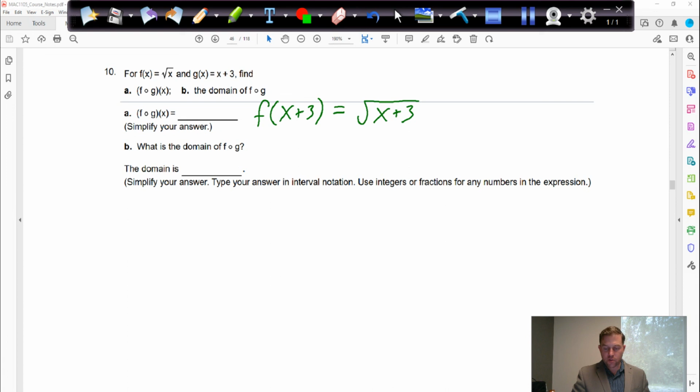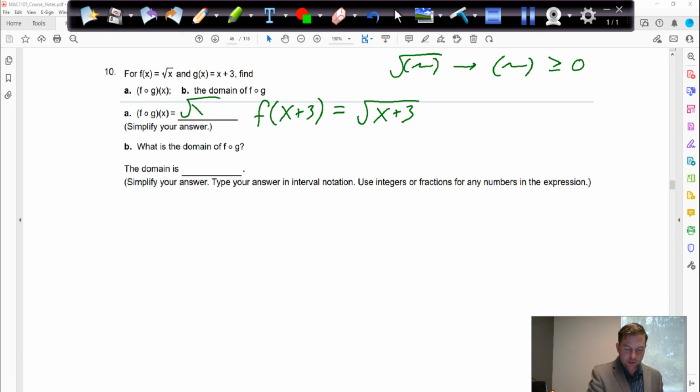And for this one, we just have to make sure that, so I said when you have the square root of stuff, what you do is you take that stuff inside there and make it greater than or equal to 0. Let's first write this answer. This answer is very simple. It's just square root of x plus 3. You can't simplify that anymore.